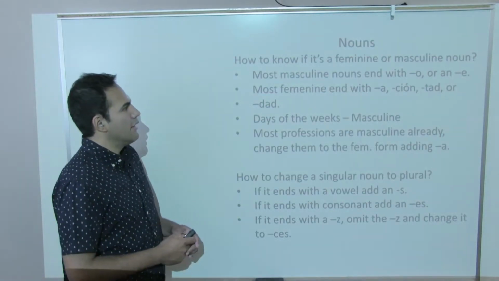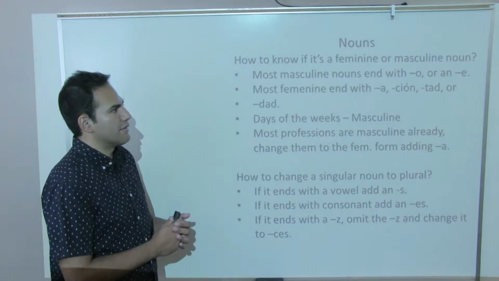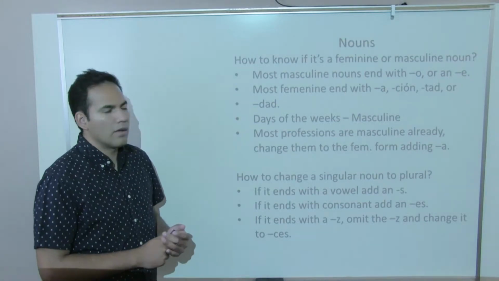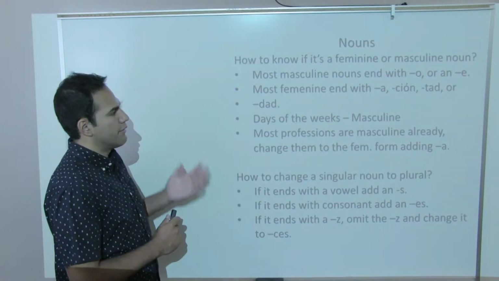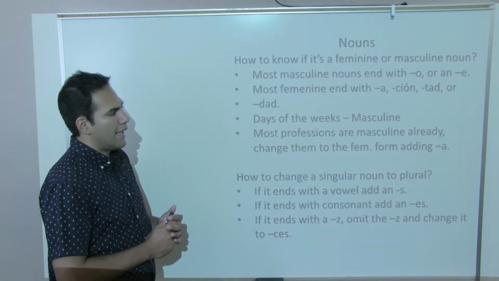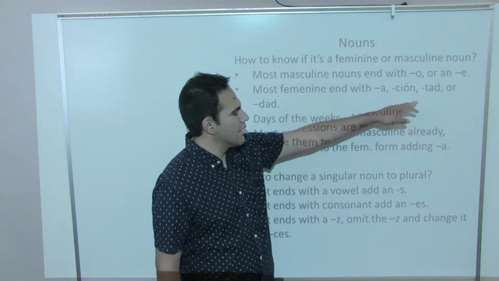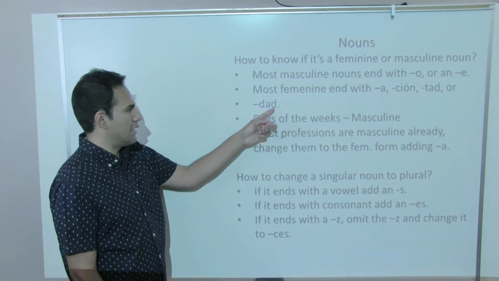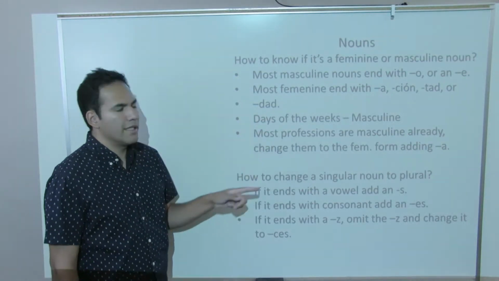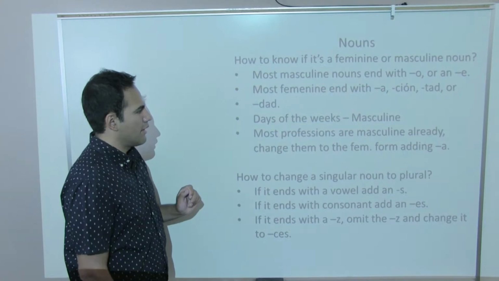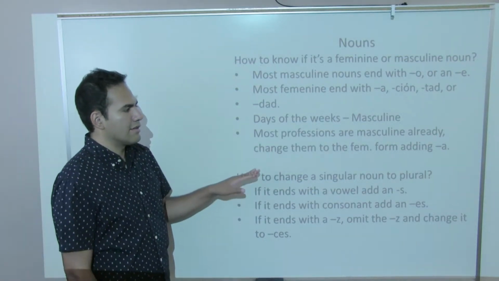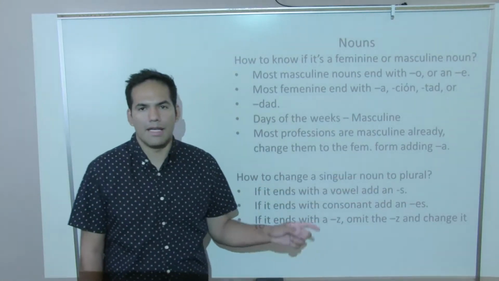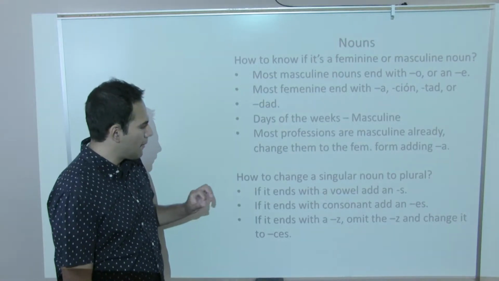So let's start with how do we know if it's feminine or masculine? So most masculine nouns end with an O or an E. Most feminine end with A, the ending sion, the ending tad, T-A-D, or the ending dad, D-A-D. Days of the week are always going to be masculine. Most professions are masculine already, so in order to change them to the feminine, we're only going to add an A at the end, and we'll see some examples.